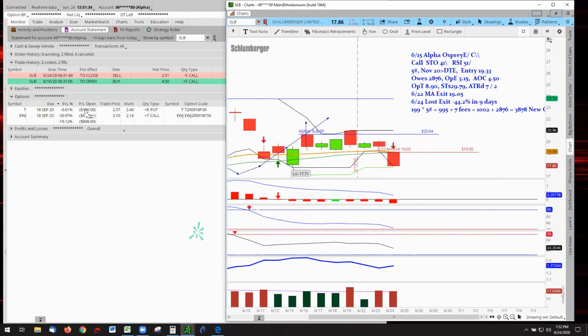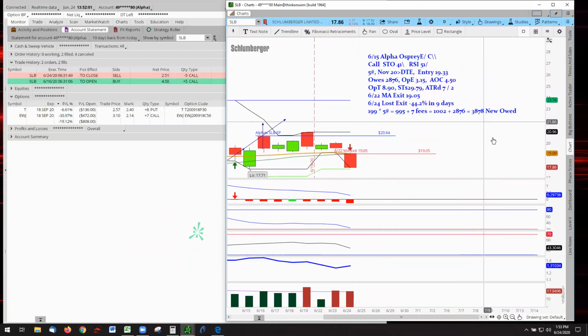We did 10 trades as of June 15th, and out of 10 trades, 8 have already lost. This is number 8 today. Got in at 450, got out at 251. The loss was 199 times 5 contracts, making a loss of 995 for the current trade, with $7 in fees making it 1002, added to the carried loss of 2876 for a new total of 3878.